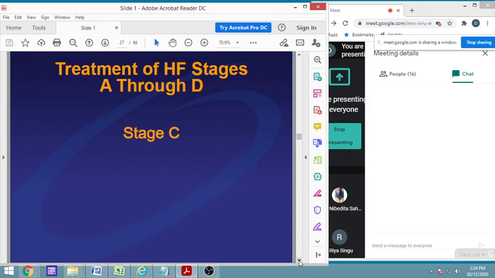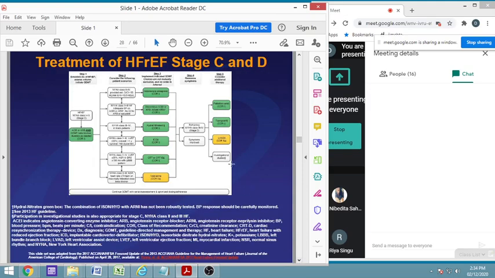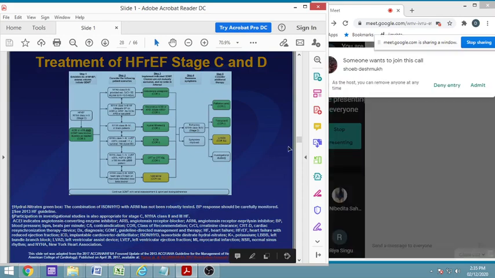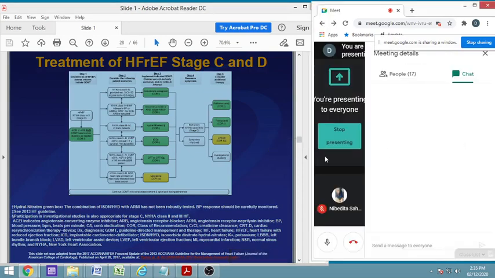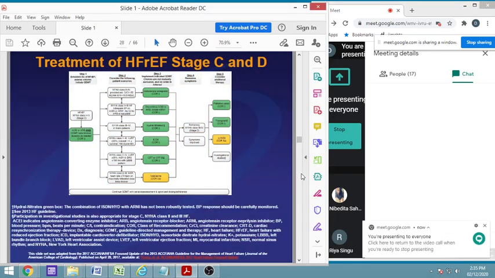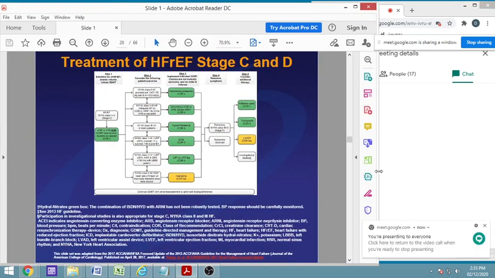So what is the treatment for this, where there is a reduction in the ejection fraction? What shall we be doing? So let us go for this. Let us see the algorithm which is given over here and what it states.